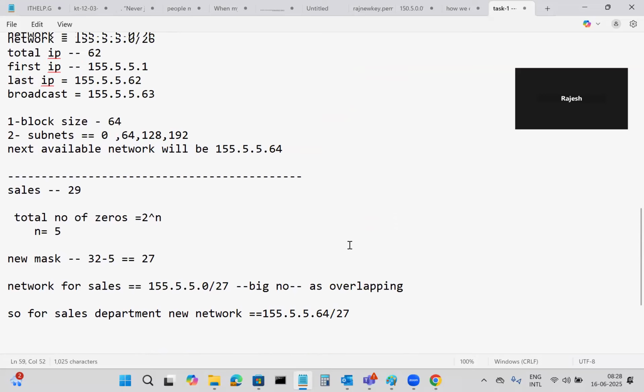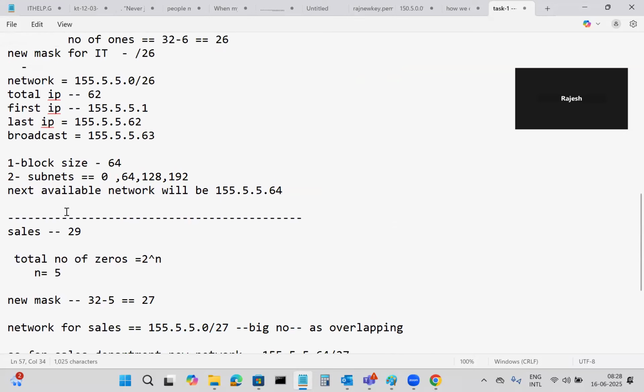What is the catch here? I cannot use the same network with the new mask 27. It will not work because it is overlapping. So I will go back to my IT department and see the block size and the subnets. I am already using zero for my IT department, so the next available network is 64. This is the only important concept here. If you understand this, nothing will be impossible. You can design everything.